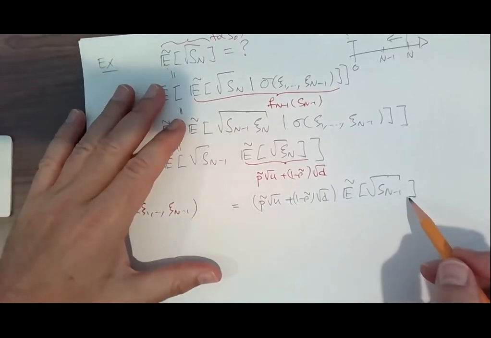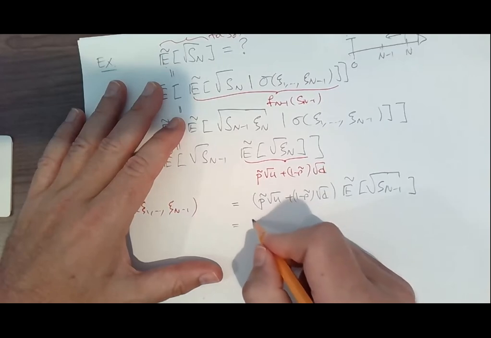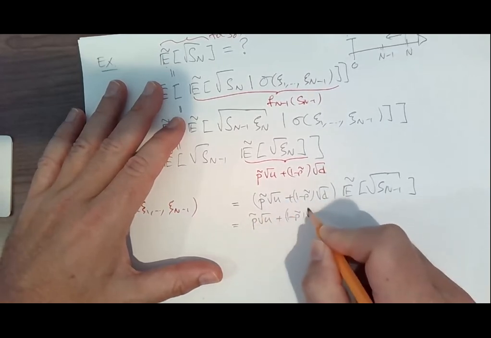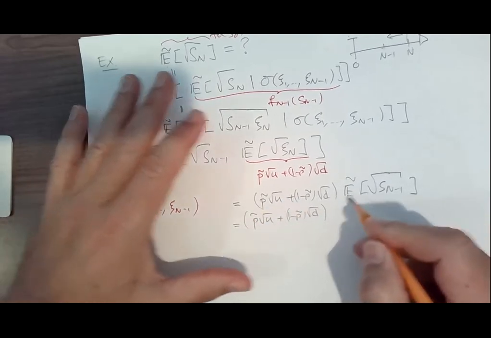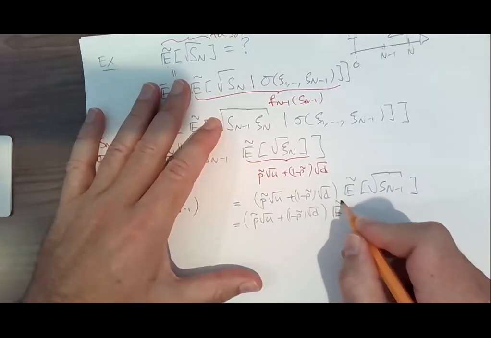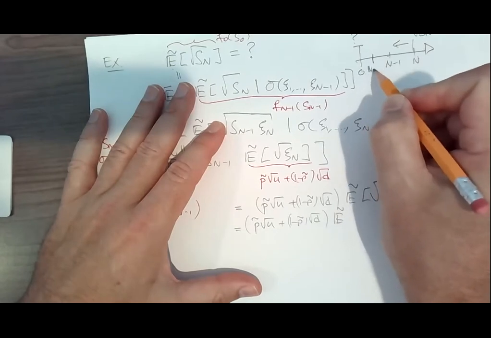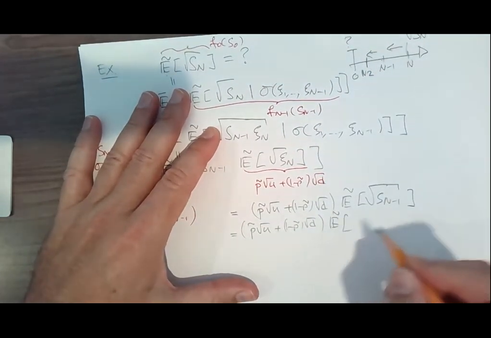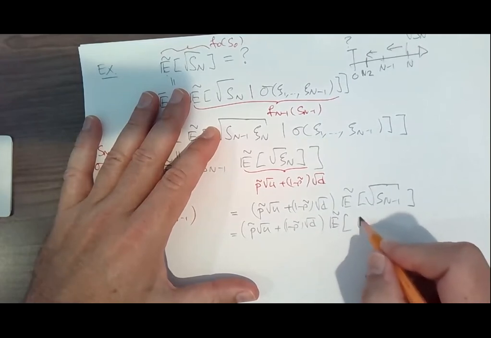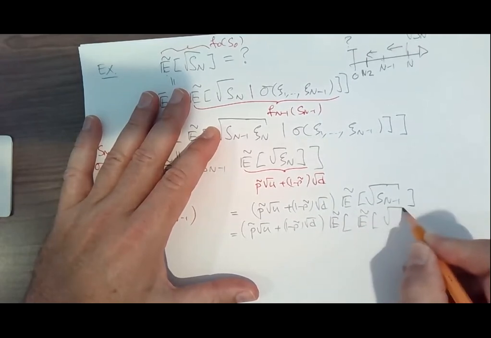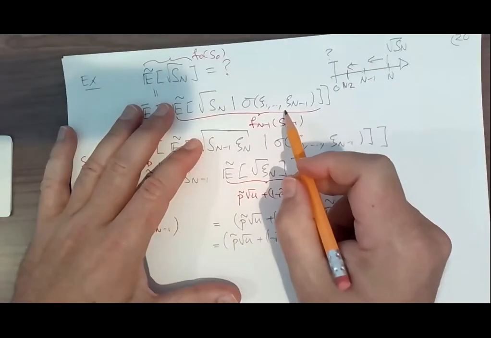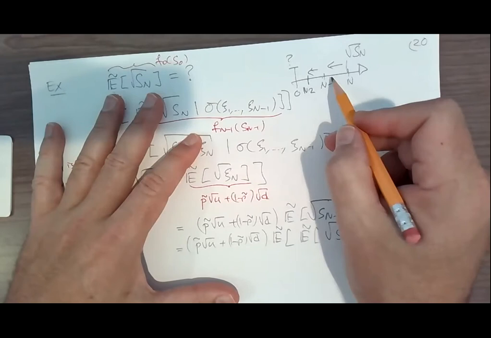I can do the same trick again. I can write this here as p tilde square root of u plus 1 minus p tilde square root of d times, and then the expectation. Now I want to go from here. I want to go one further back. How will I do it? I'll put in the conditional expectation here. Now what I want to condition on is one fewer, because I have moved one period over.